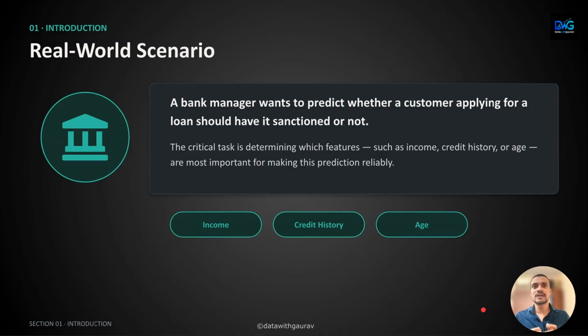Let's understand this with a real world example. Imagine you are a bank manager reviewing a loan application. A customer has applied for a loan, and your job is to decide whether the loan should be approved or rejected. So, to make that decision, you will look at several pieces of information about that applicant, right?